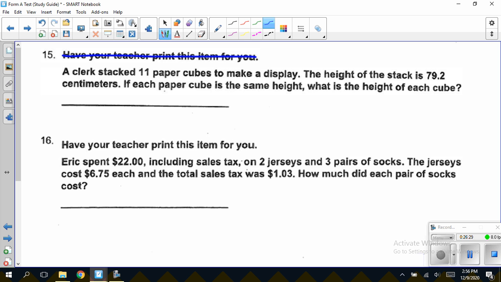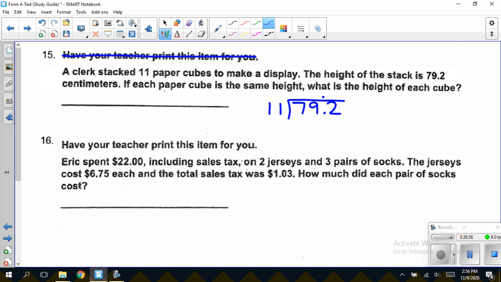For question number 15, it does say a clerk stacked 11 paper cubes to make a display. The height of the stack is 79 2/10 centimeters. If each paper cube is the same height, what is the height of each cube? So we do have to take the height of the stack, which is 79 2/10, and we're going to divide it by the total number of paper cubes that there are, which was 11.